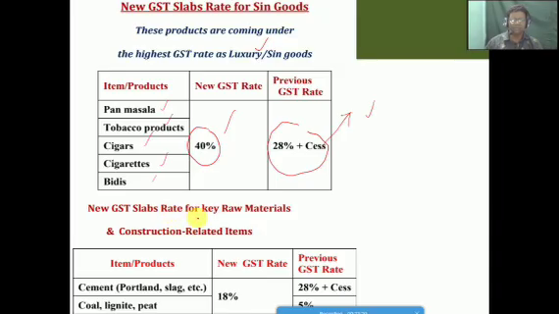Similarly, new GST slab rates for the key raw materials and construction related items. It's the cement, that is the Portland, slags, etc., and coal, lignite, peat. Earlier it was 28% plus cess, and it was 5% right now. So the new GST rate will be 18%.